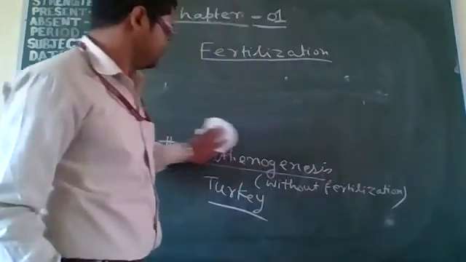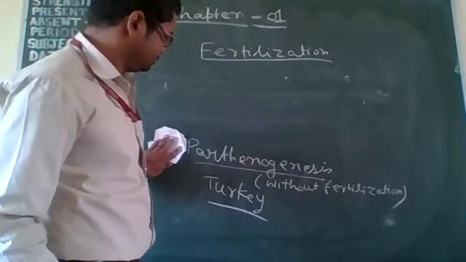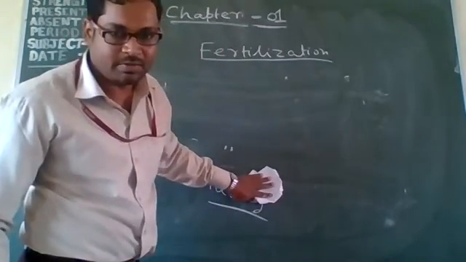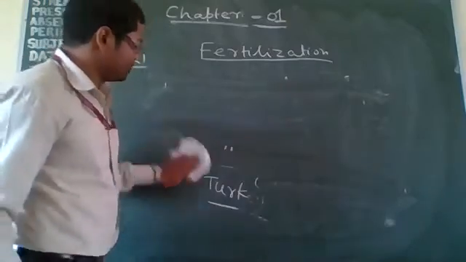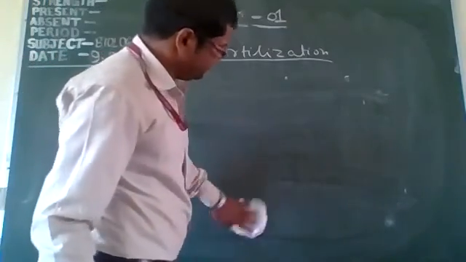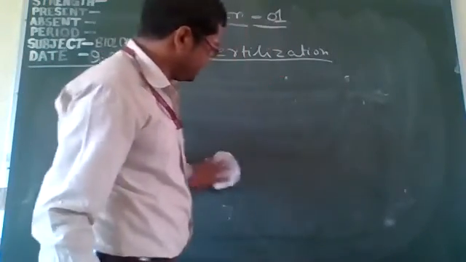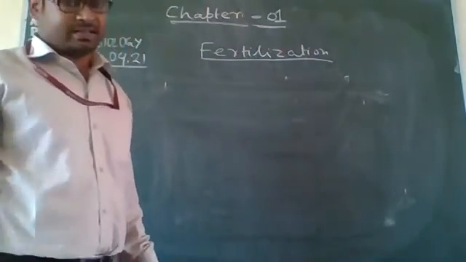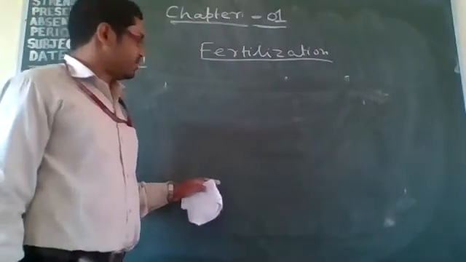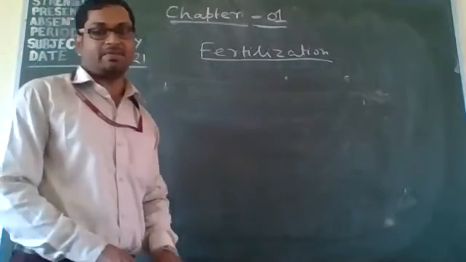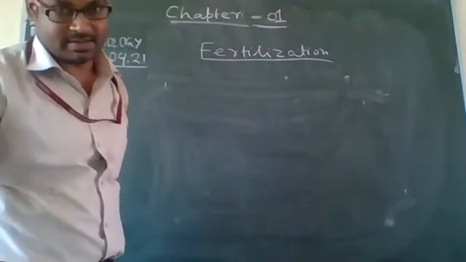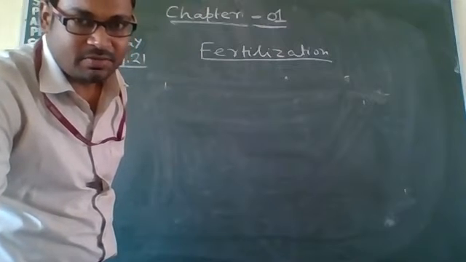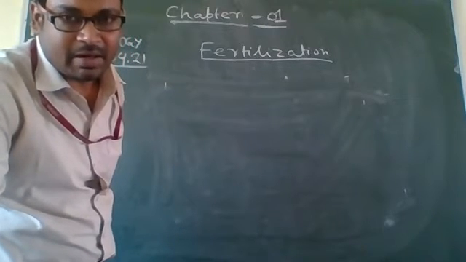Sir, what is the process of parthenogenesis? Good question. Without fertilization is known as parthenogenesis, but the process is that from the gametic cells, they directly develop new ones. From the gametic cells, what happens? New offspring develop.